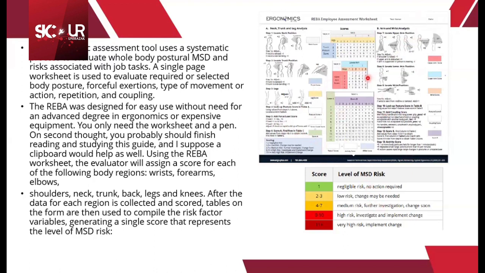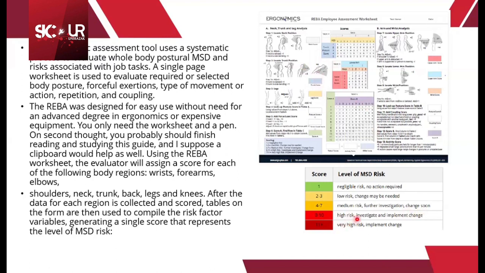And then hasil daripada tu, daripada table C ni kita boleh tengok. Contohnya satu, negligible risk, no action required, tak perlu ada perubahan. Kalau katalah dua ketiga, low risk, change maybe needed. So nak change apa? Change dia punya posture lah. So 4 to 7, medium risk, further investigation, change soon.